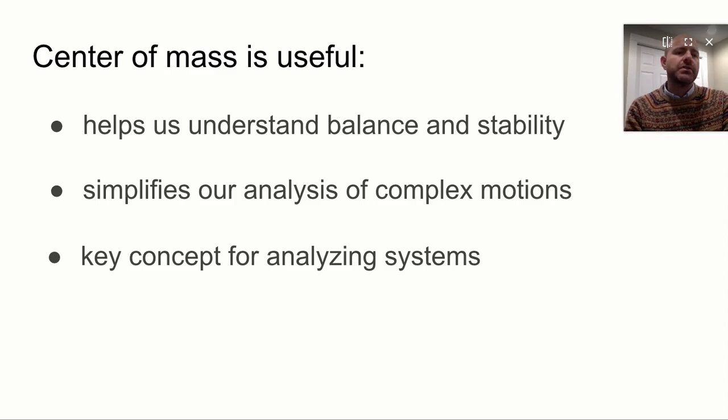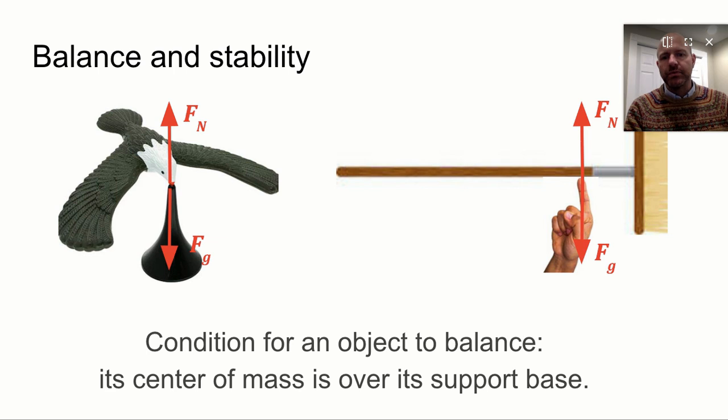So center of mass lets us do a lot of things. It helps us understand balance, that last example, and stability, basically what needs to be supported for something to stay upright. It also allows us to figure out what point things will rotate around and a few other things like complicated motions with objects that are not simple. But it's key for analyzing various systems with multiple pieces.